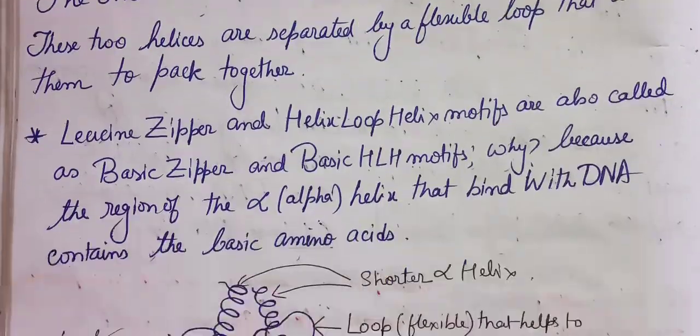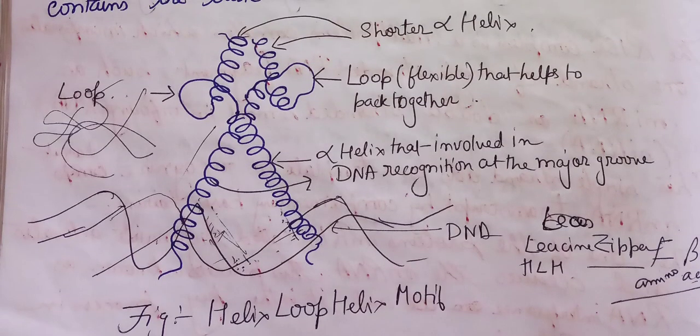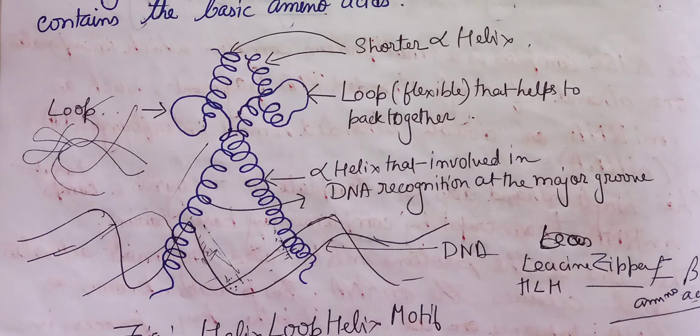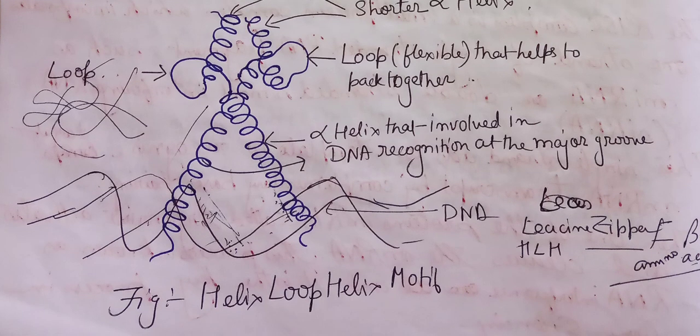Let us see if you can observe it clearly. You can see two monomers forming two alpha helices, just like a leucine zipper, but it has a loop. These are the loop that helps to pack together, and these are the two alpha helices that are involved in DNA recognition at the major groove of DNA.